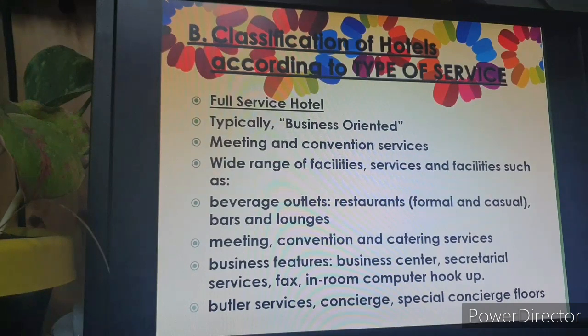But if we're talking about guest relation officer, they will coordinate. They are the customer service oriented employee, they greet hotel guests, they are the escorts. Okay, they will escort guests with regards to their rooms. Okay, so a full service hotel is like a 5-star hotel.